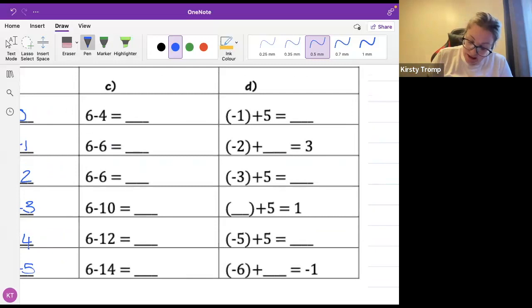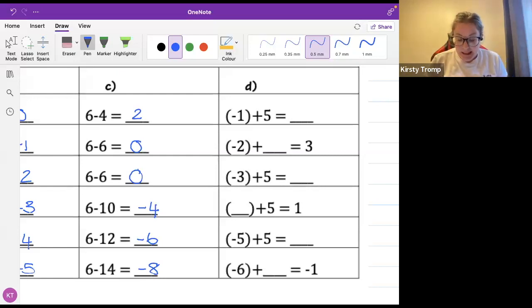So I've got 6 minus 4 is going to give me 2. 6 minus 6 is going to give me 0. 6 minus 6 again, 0. 6 minus 10, I can use my number line like we did last week, and 6 minus 10 gives me negative 4. 6 minus 12, I can use my number line like I did last week. It gives me negative 6. And 6 minus 14, we use our number line like we did last week, and I get negative 8.